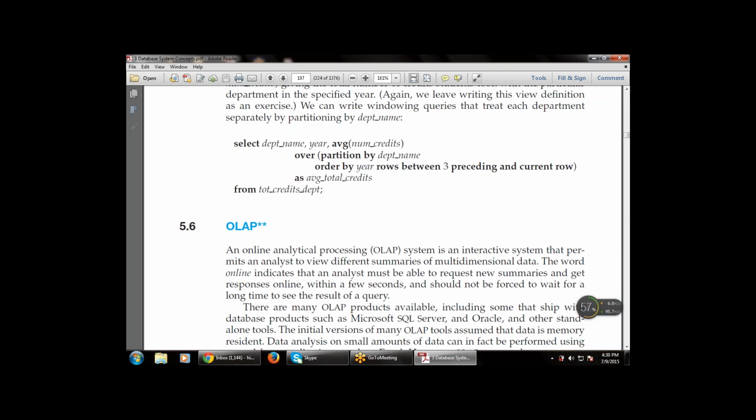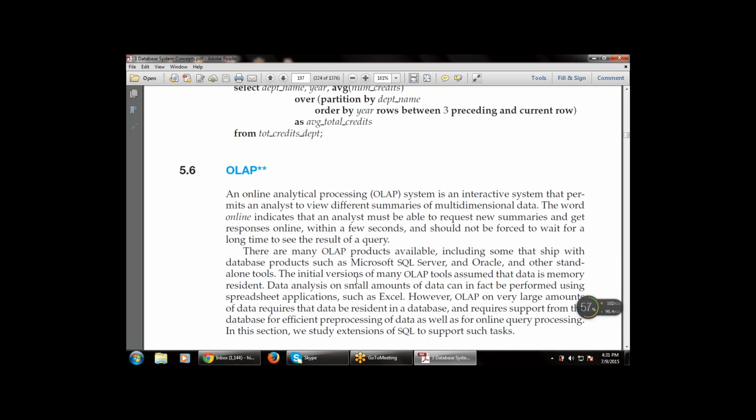They are used with various database products such as Microsoft SQL Server, Oracle, and other standalone tools. So there are many tools available with the OLAP products, and everything is online. The initial version of many OLAP tools assumed that the data is memory resident.